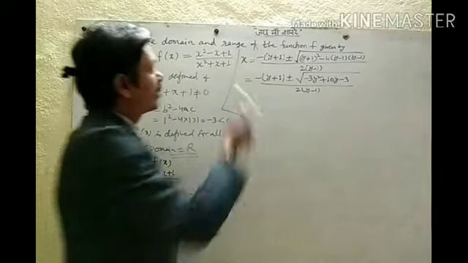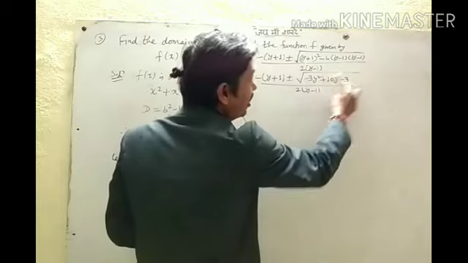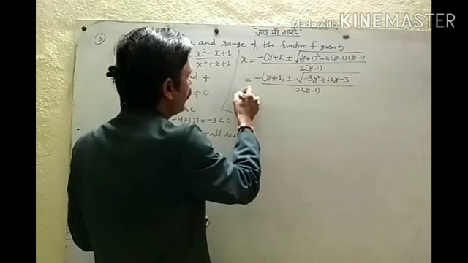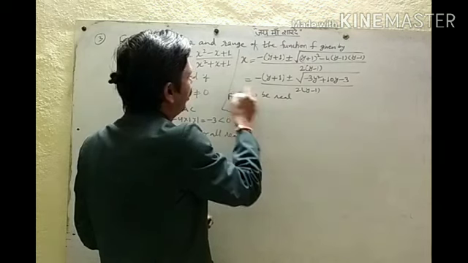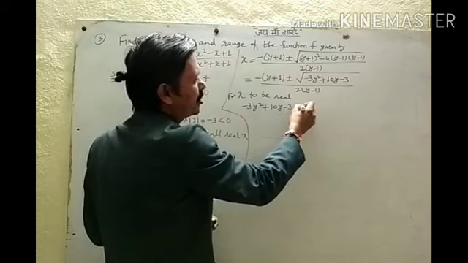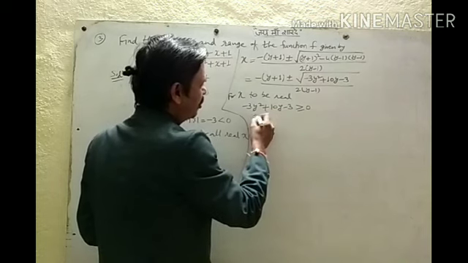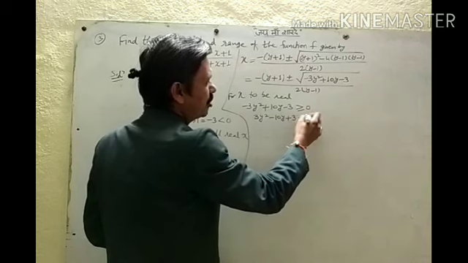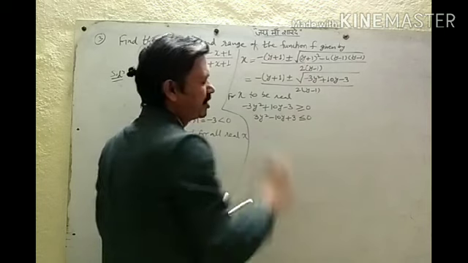So again, for x to be real, this should not be negative. Minus 3y square plus 10y minus 3 cannot be negative. So for x to be real, minus 3y square plus 10y minus 3 should be more than or equal to 0. So if you multiply by minus sign, then you get 3y square minus 10y plus 3 is less than or equal to 0. By multiplying a negative number in an inequality, the sign will change.